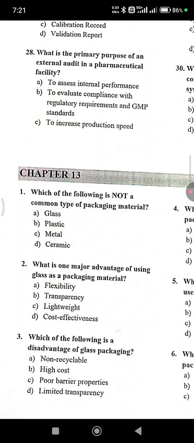Which of the following is a disadvantage of glass packaging? Option C. That is high cost.